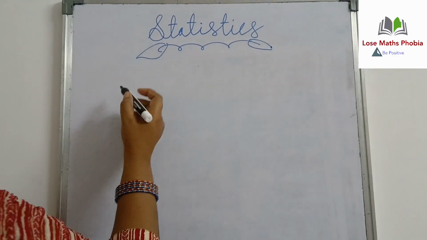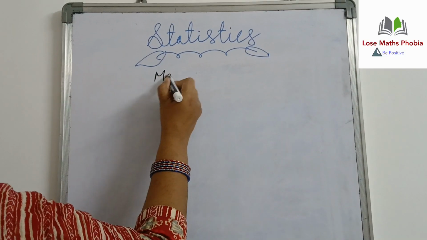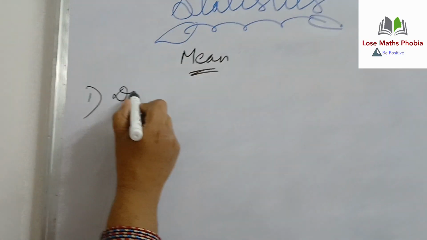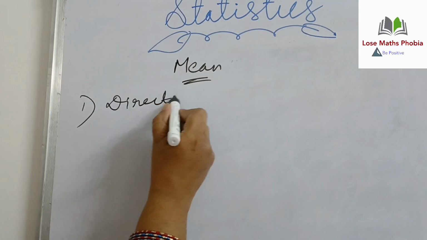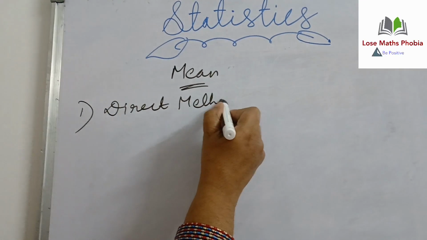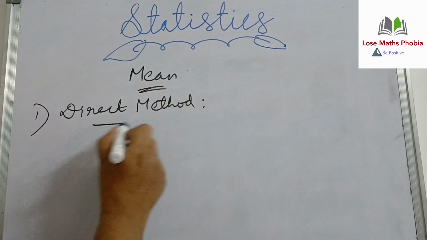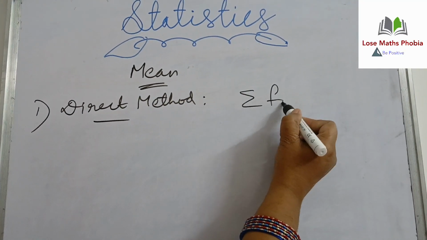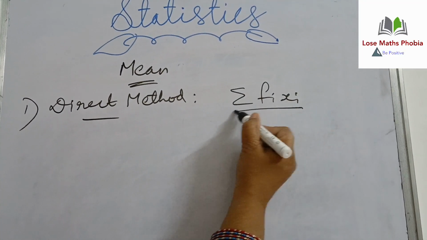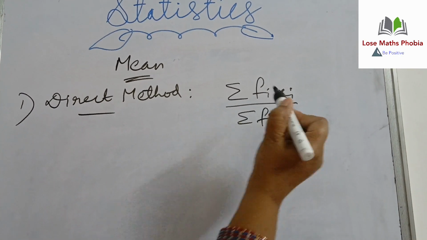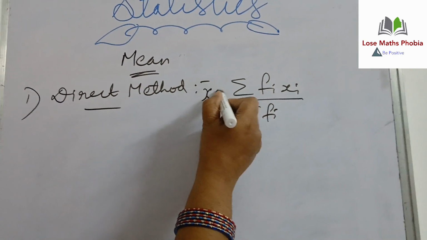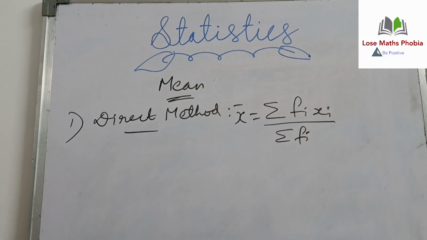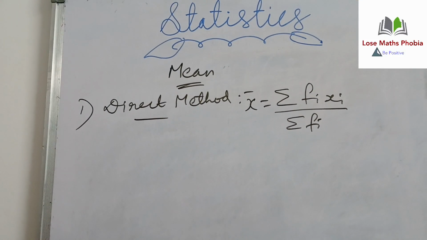Now let us discuss the mean. We have three formulae for the mean, do you know? The first one is the direct method. Nowadays they are asking the step deviation method to describe, you know. So the direct method is summation fi xi by summation fi. It is written as x bar. That means mean is equal to summation fi xi by summation fi.